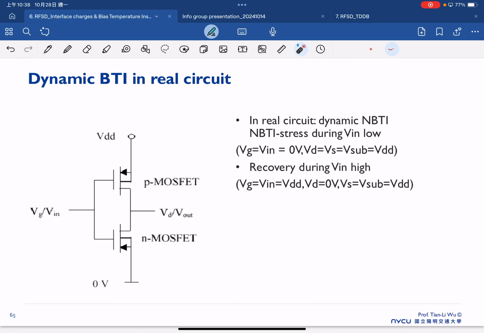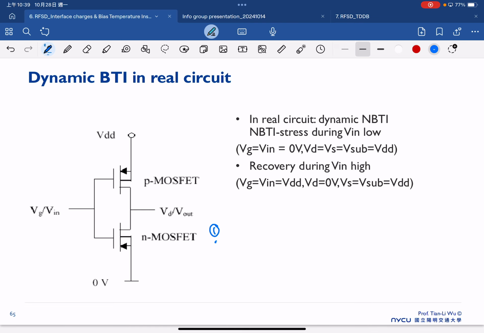Also, if we talk about a real circuit, we need to consider what we call dynamic operation. Dynamic means that the device is not always operating at positive gate bias; it is always switching on and off. So BTI happens dynamically, not constantly. In our real circuit, VG is larger than VTH or VG is smaller than VTH, let's say in the case of an N-MOSFET, so there will be two possible operations here. But the device is under constant stress.